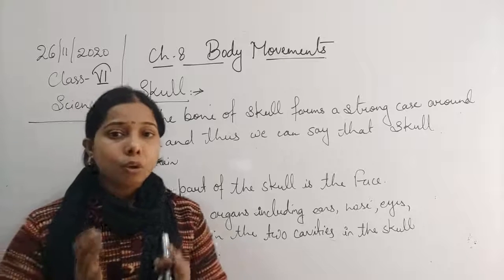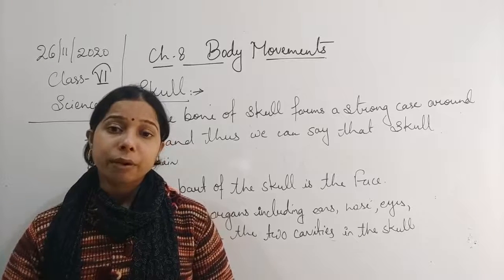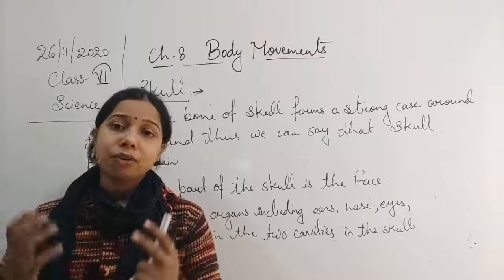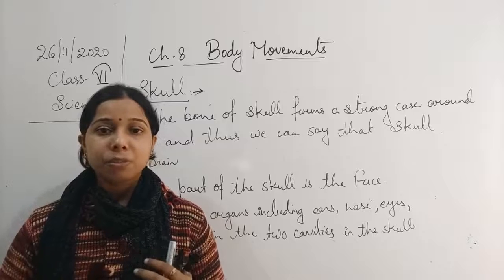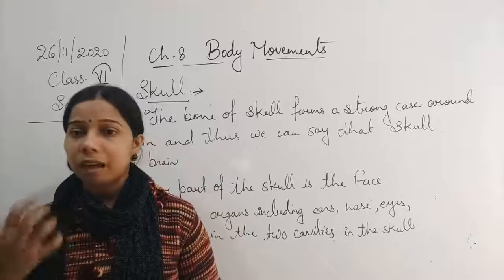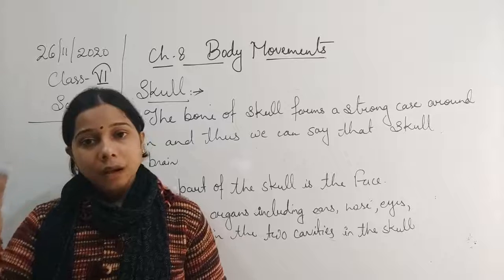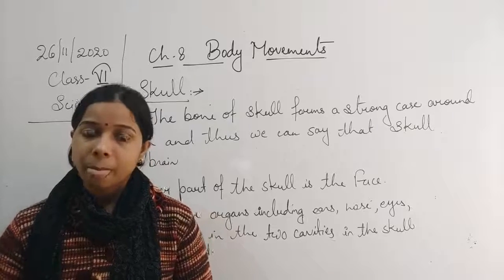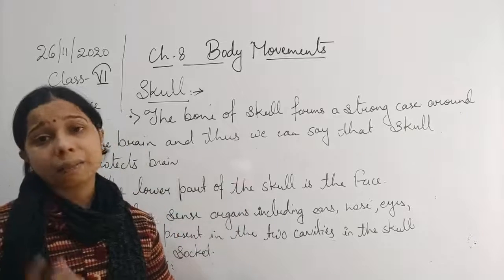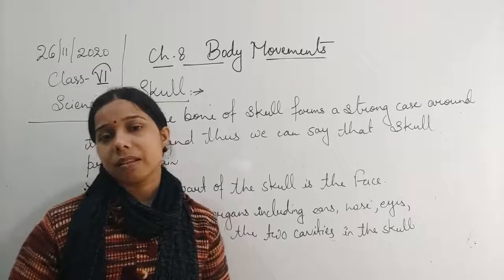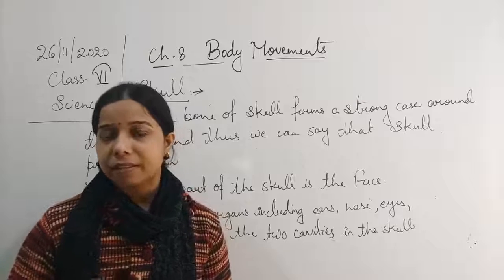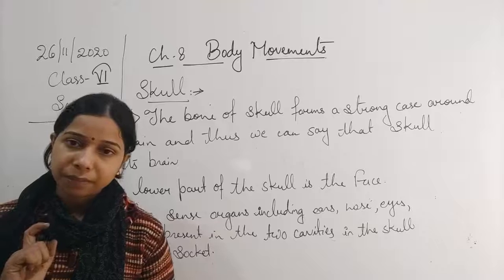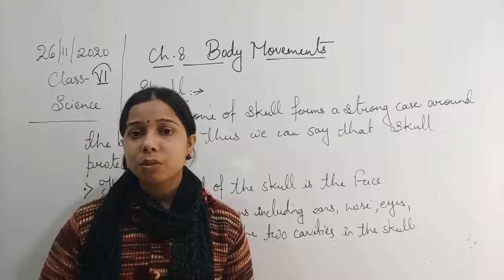If we look at the lower part of the skull, consisting of our face, our face is full of the sense organs. It means the nose is there, the ear is there, the tongue for taste, and the eyes are also there. So all the sense organs are present in our face. Now, the eyes are present in the skull because there are two cavities known as the eye socket, and the eyes are present in the eye socket only. So this is about the skull.